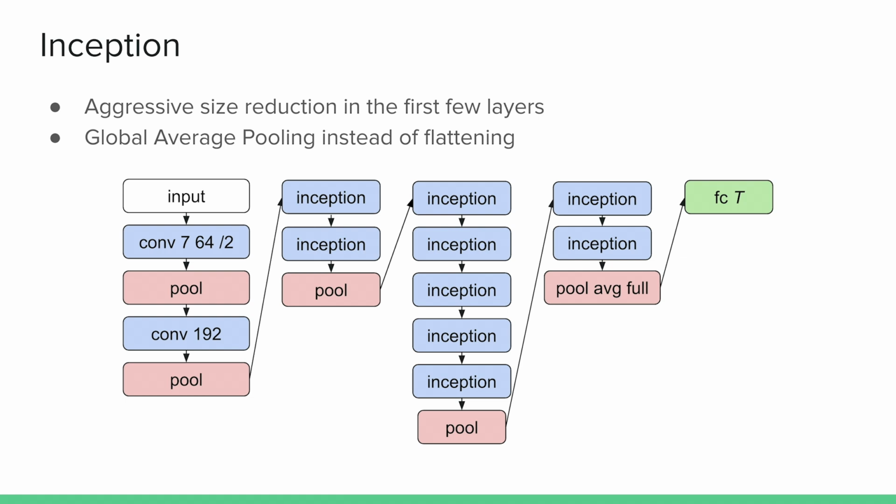The inception network is another architecture where we use this inception module that we've seen before, with an aggressive input size reduction in the first few layers, then these inception modules, and at the end this global average pooling that we've just talked about. Instead of flattening and a fully connected layer, we just take the global average pooling and then feed it into the fully connected layer to produce the output.